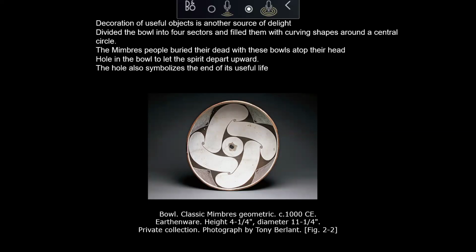But when the owner of this passed away, in the Mimbres culture, they put a hole in the middle of it and lay it over the top of the deceased person's head. And the hole in the bowl lets the spirit depart upward. So the hole symbolizes the end of its useful life. So we have something that's decorative, right? Visual delight, but then it also crossed over into another purpose.